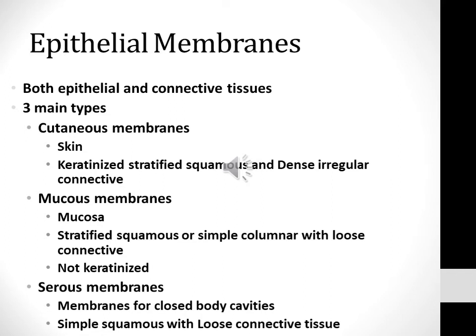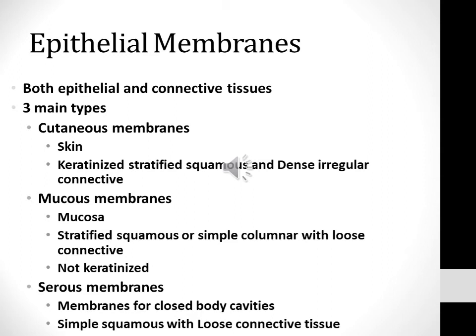Your mucous membranes, known as mucosa, line body cavities that open to the exterior. There is no keratin here. They usually secrete mucus, and you're going to have stratified squamous or simple columnar with what's known as lamina propria, which is a loose connective tissue. So you've got stratified squamous or simple columnar epithelial with a loose connective tissue.